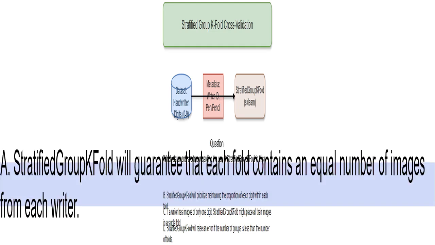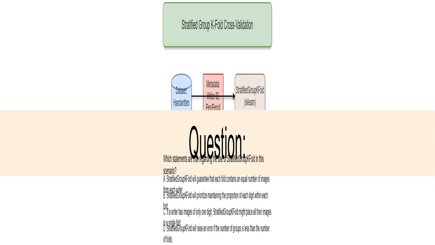This statement is also true. If a writer only wrote one kind of digit, then StratifiedGroupKFold will keep those images together. They might end up in the same split, as it respects the writer's grouping. This is false. StratifiedGroupKFold focuses on keeping the proportions of digits, not necessarily the number of images per writer in each split.